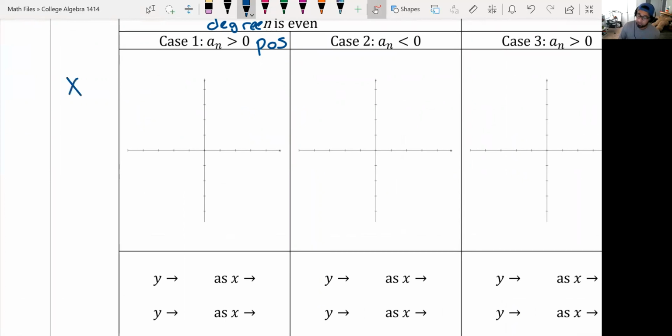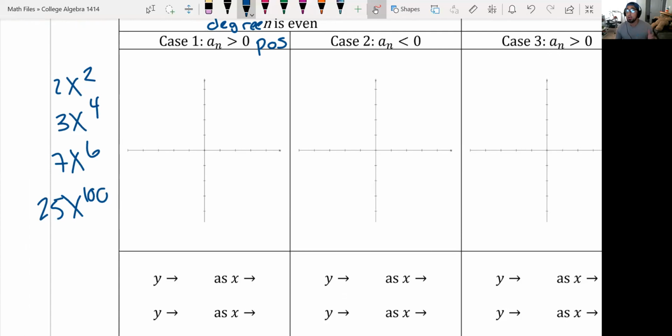The smallest even power is going to be x squared. And then we could say x to the 4th, x to the 6th, anything even, x to the 100th. So these are all even degrees. And right now, my coefficient on all of these is 1. But again, it doesn't matter what the coefficient is. I can have 2, 3, 7, and 25 here, right? We don't care what number the coefficient is. All we care is that the coefficient is a positive number.